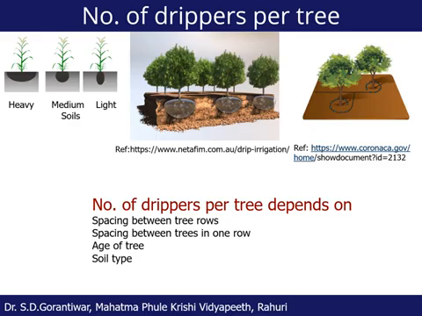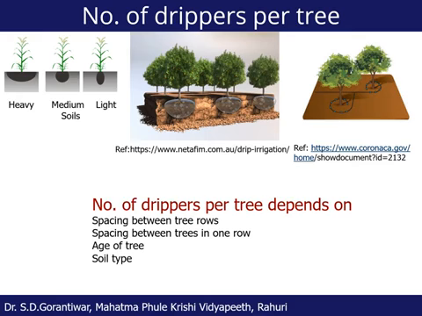Say, for example, there are two kinds of orchard plantation, both fully grown. One is pomegranate having a spacing of 3 by 4.5 meter, and another is citrus plantation having a spacing of 6 by 6 meter. And if we are growing all those in the same kind of soil, say medium soil, then this pomegranate will need around 4 emitters per tree, for a fully grown pomegranate plantation in medium soil. But for the citrus plantation, it will be around 6 emitters per tree. So that is the difference actually.